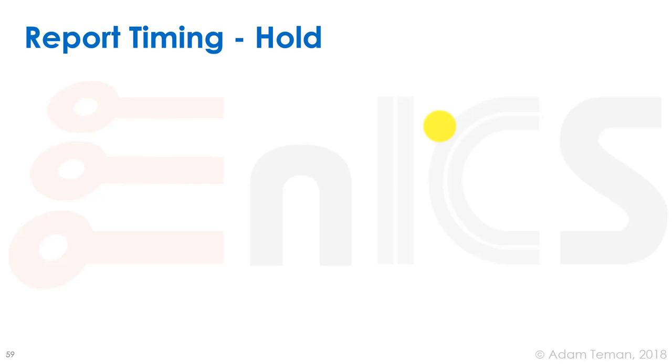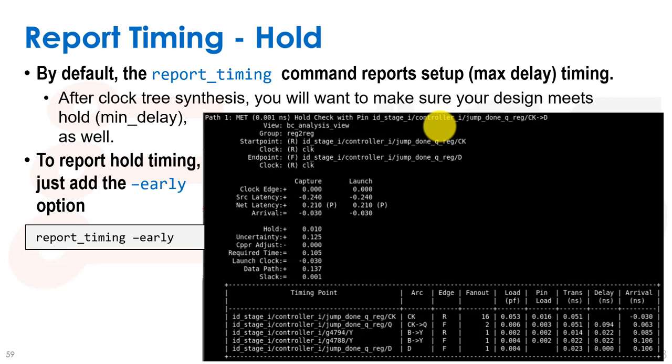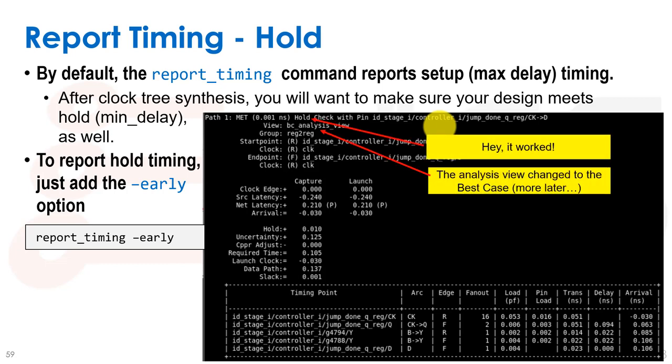What about report timing for hold? So when we just wrote report timing, it was showing us the max delay. But for hold, after clock tree synthesis, we want to see that it meets the min delay. So what we'll do is we'll add the minus early flag, report timing minus early. We'll change our analysis view, which we'll discuss in a little bit, and it will start looking at the hold paths. So did this work? This is the timing report we got, and look, it says hold here, so this did work, and we actually met hold timing. That's pretty cool.